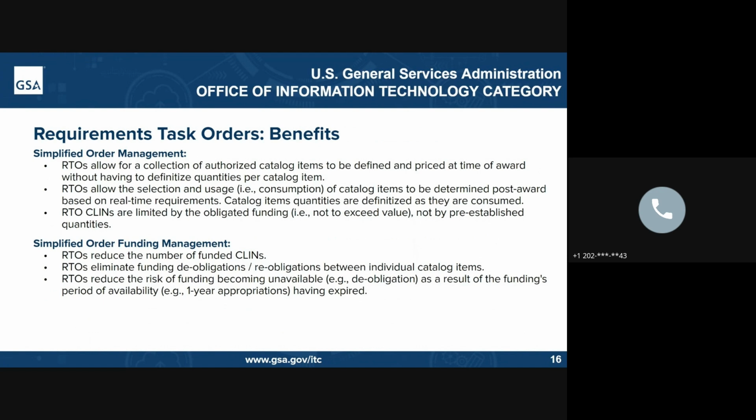The nice thing is that requirements task orders allow for a collection of catalog items to be defined and priced at time of award without having to definitize quantities. Again, this doesn't require you to have a crystal ball and trying to project forward to a specific number that you will need 6 months, 9 months, or 12 months from now. You do have to provide that realistic estimate, but you do not have to have solid numbers.